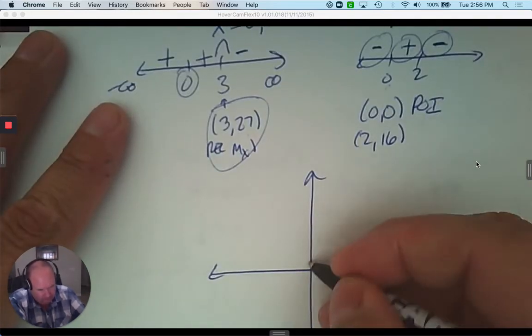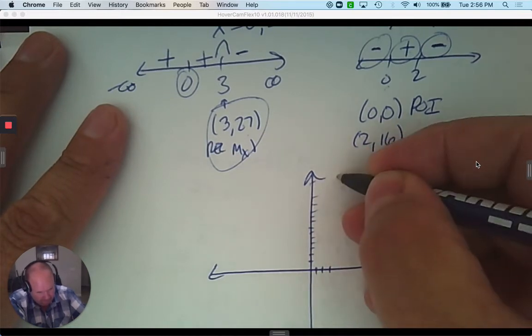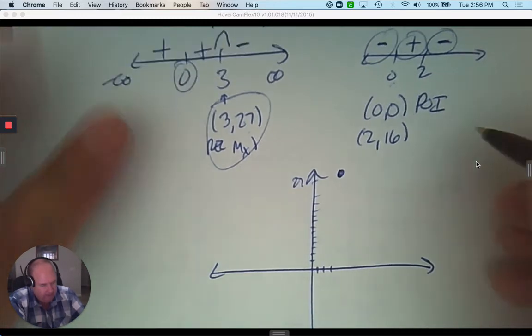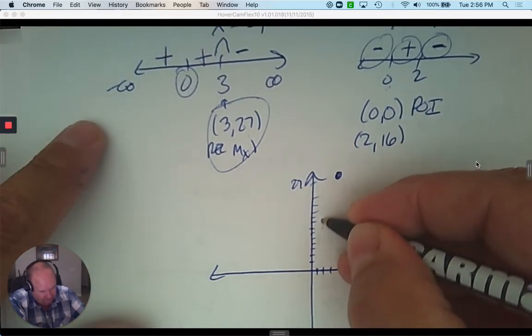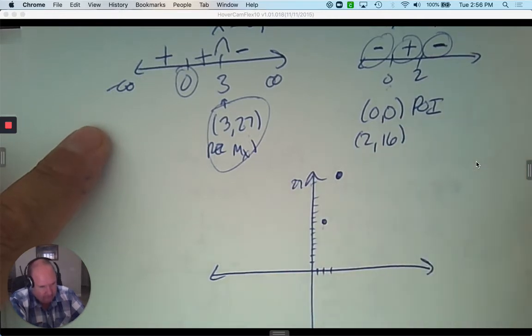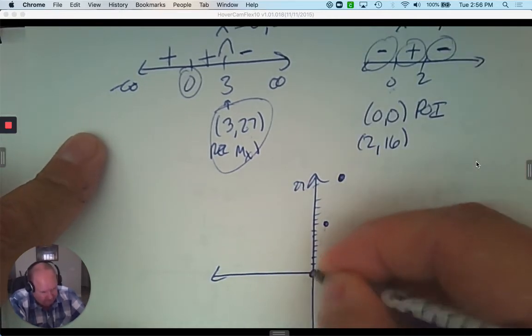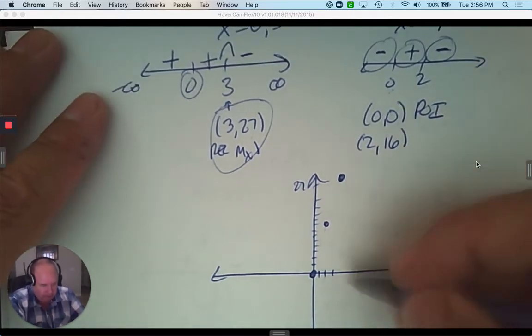So 3 and 27. Let's pretend there's 27. 2 and 16. Pretend there's 16. We're sketching it. 0, 0. And that's it. So those are the key points. The intercepts will just be where it crosses.